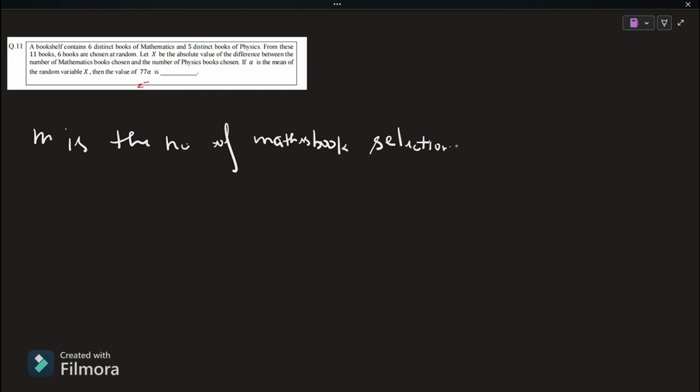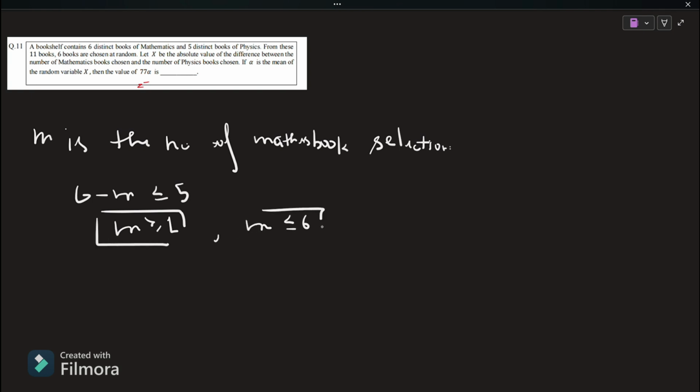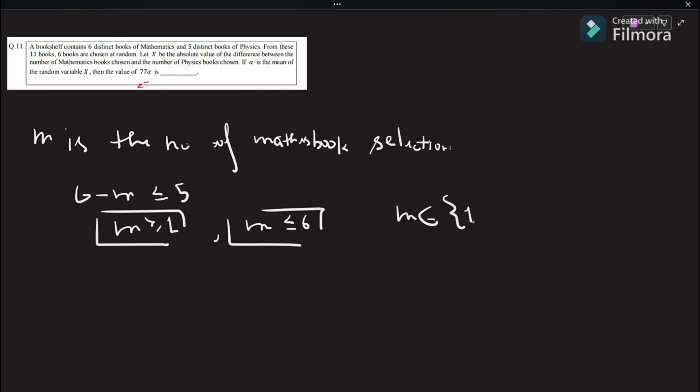Okay, selected math books. So the maximum number of physics books is 5, which means 6 minus m is less than or equal to 5. So m will be greater than or equal to 1. Okay, our first condition, and m will also be less than or equal to 6. So m can take the values 1, 2, 3, 4, 5, 6. The maximum number of books is 6 here.